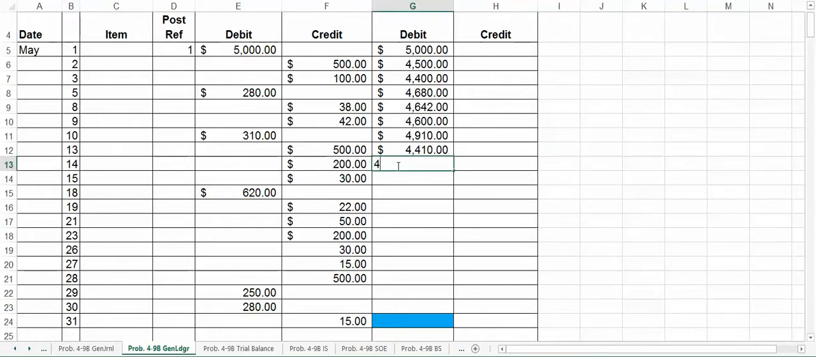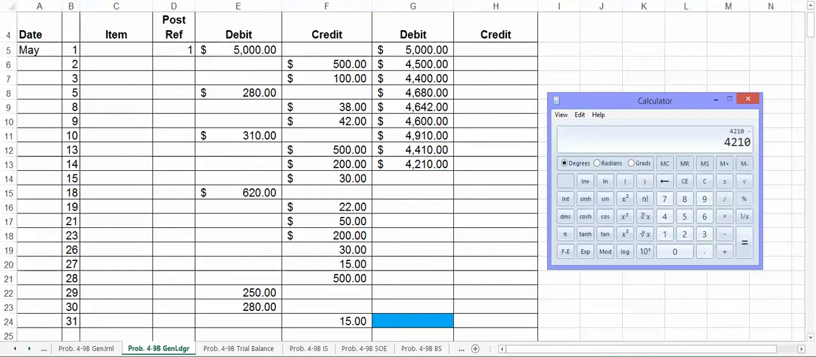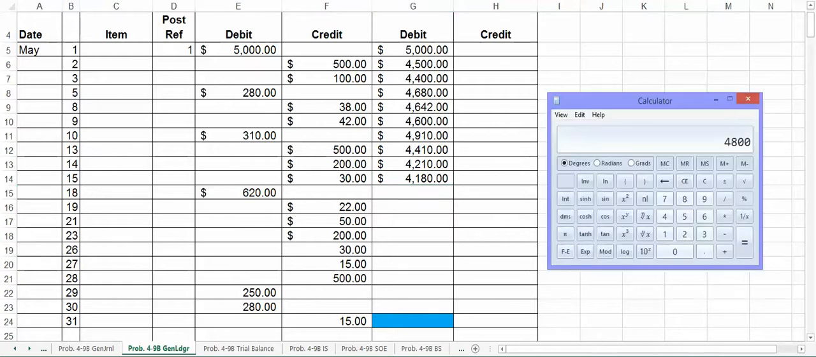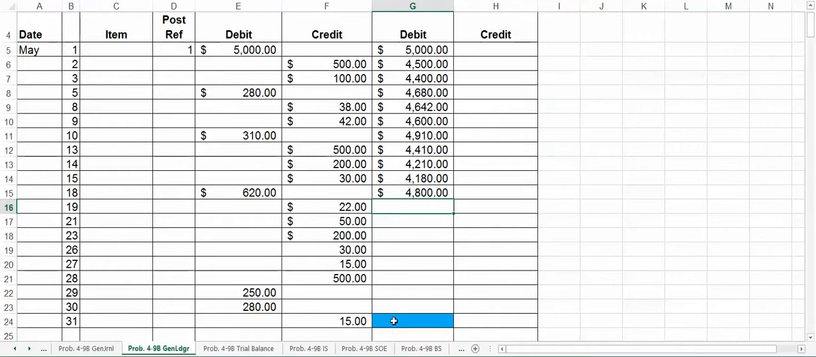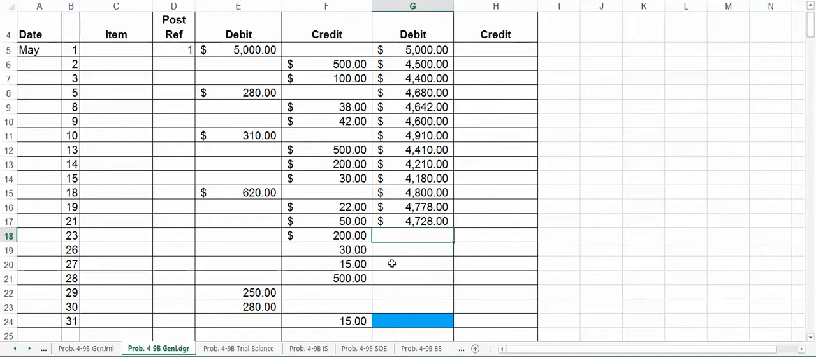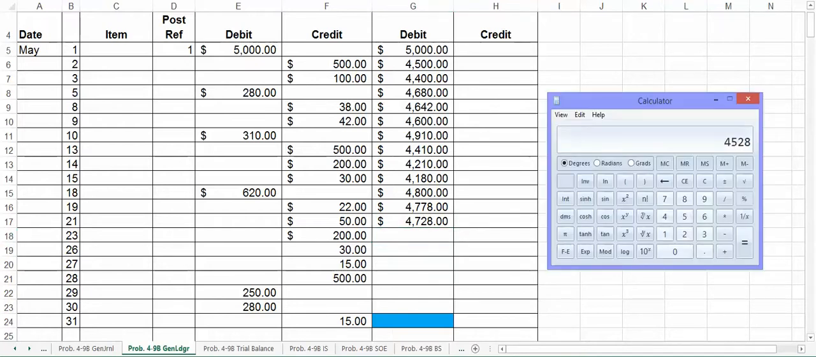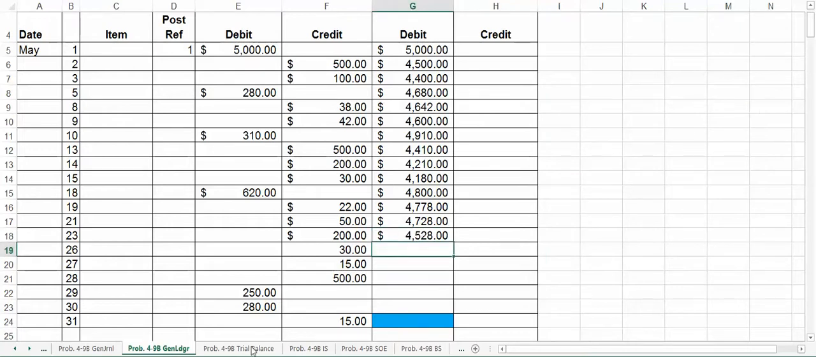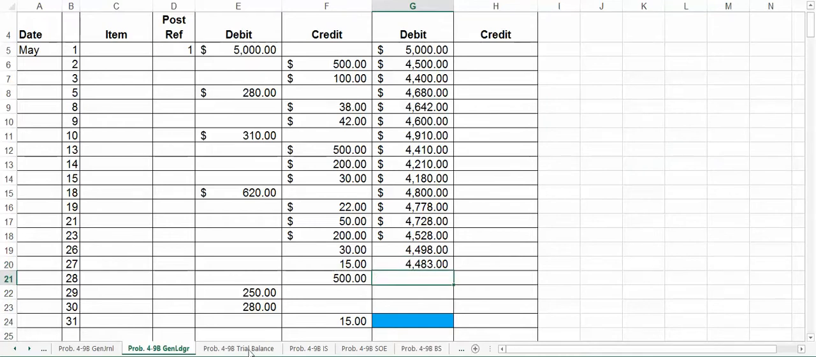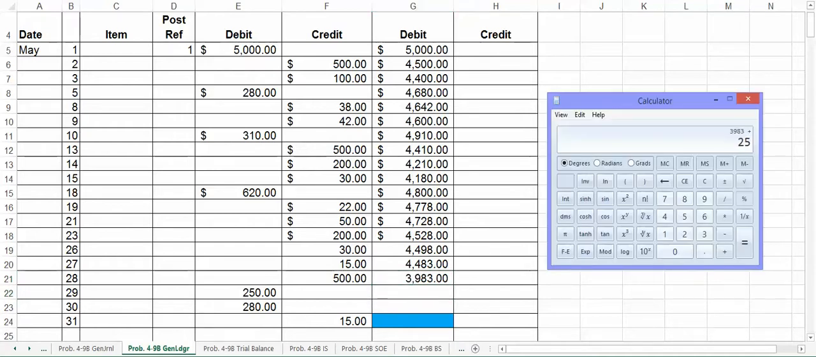So it should be 4210, and then we're going to take out 30, 4180, add 620, 48. Almost there. The moment of truth has almost arrived.